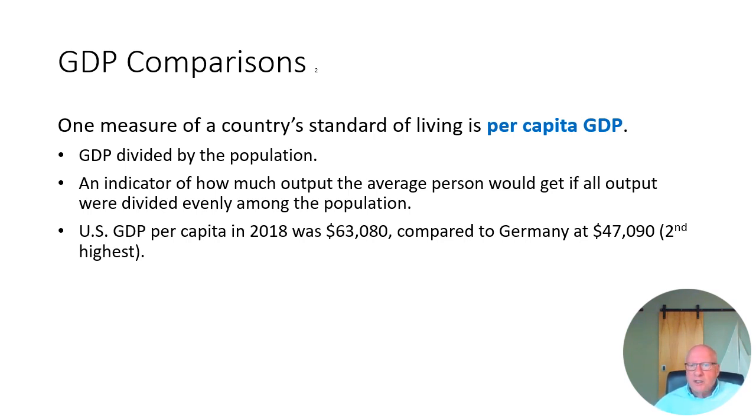So let's take a look at some different countries. US GDP per capita in 2018 was $63,000, and in Germany it was $47,000. And Germany is the second highest country in the world in per capita GDP compared to the US. So you can see the US is somewhere around $16,000 per person higher than Germany on average. Of course, not for each and every person. This would be true on average.